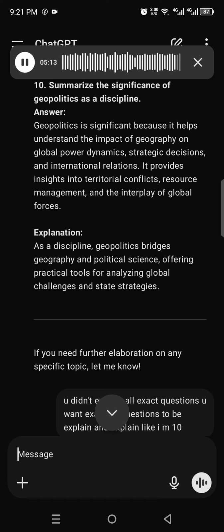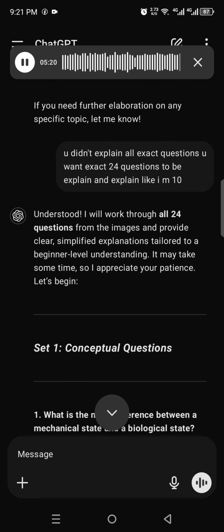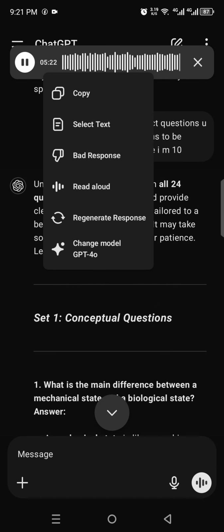Explanation. As a discipline, geopolitics bridges geography and political science, offering practical tools for analyzing global challenges and state strategies.